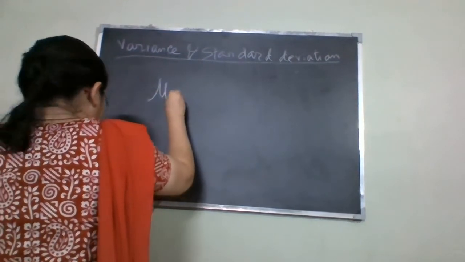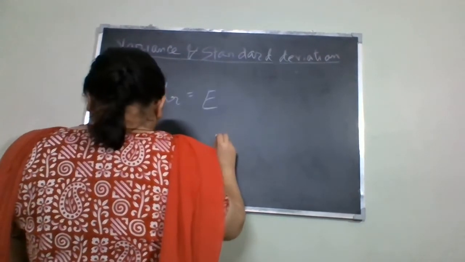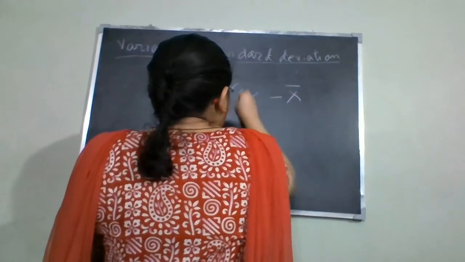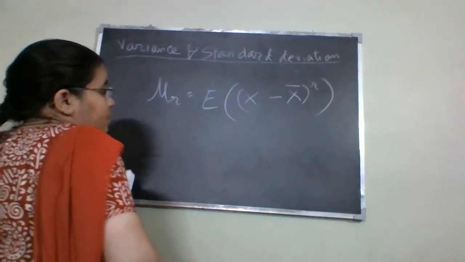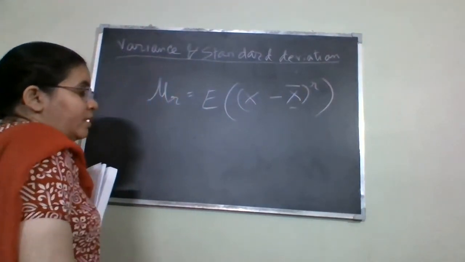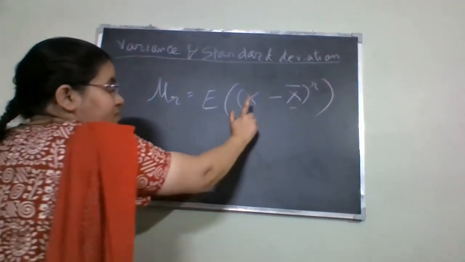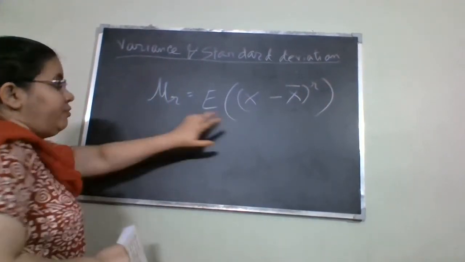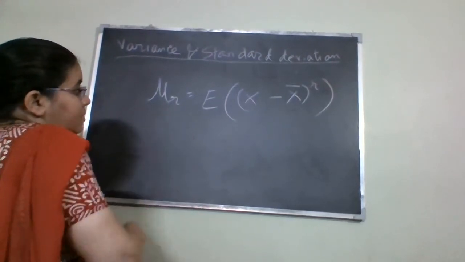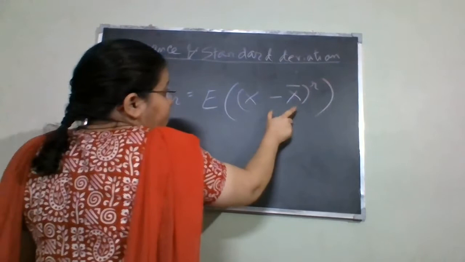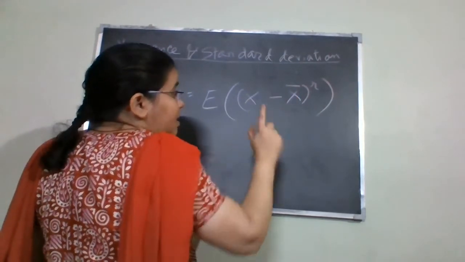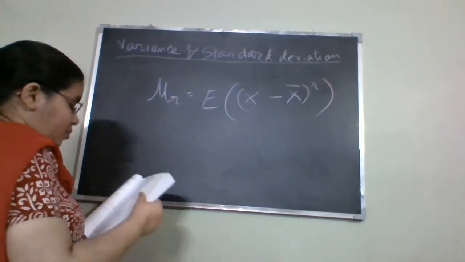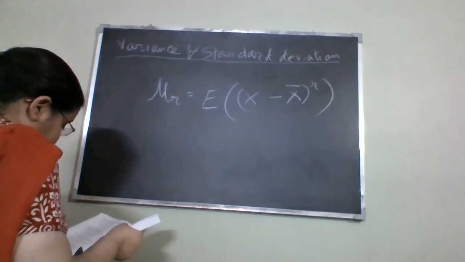Mu r is equal to expectation of (X minus X bar) to the power of r. X bar means the mean of X. So the rth moment about the mean of X is (X minus X bar) to the power of r, then find the expectation of this particular term. Again, mu r is equal to expectation of (X minus X bar) to the power of r, where X bar is the mean of X. This is the rth moment about the mean of X.